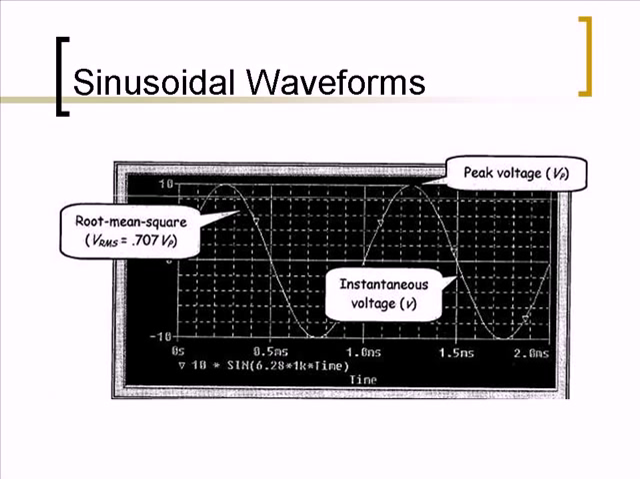In this waveform diagram, we can see the basic points of interest with the peak voltage and VRMS. VRMS is 0.707 of the V peak voltage.